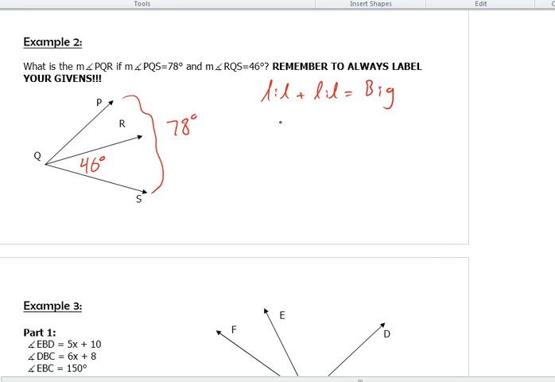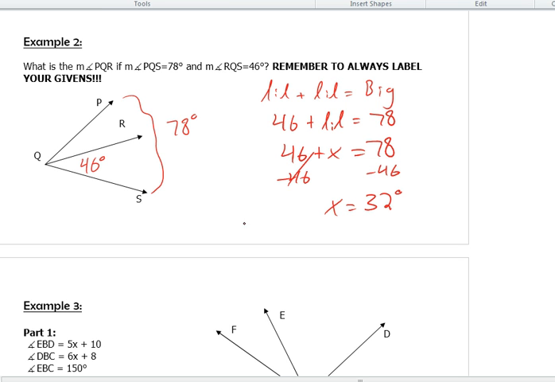Okay, well, one of the littles is not 76, it is 46. Plus, we don't know the other little one, we want to find it, equals the big. So we'll say 46 plus, we're not going to keep calling it little, we'll call it x, equals 78. Subtract 46 from both sides, x equals 32 degrees. Therefore, measure of angle PQR equals 32 degrees. Okay, not bad. You probably in your head just did 78 minus 46, which is just fine.